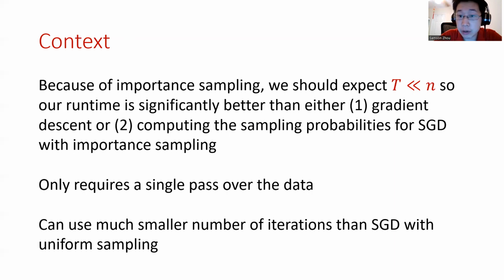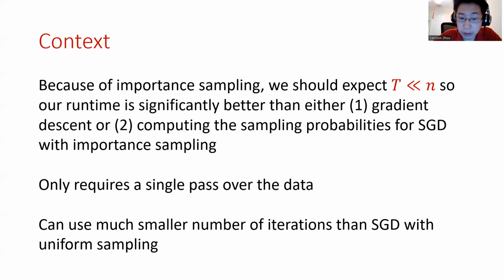And it's better than both running gradient descent and also better than computing the sampling probabilities for SGD with importance sampling. And of course, it's also better than just running SGD with uniform sampling. As I said before, it only requires a single pass over the data.